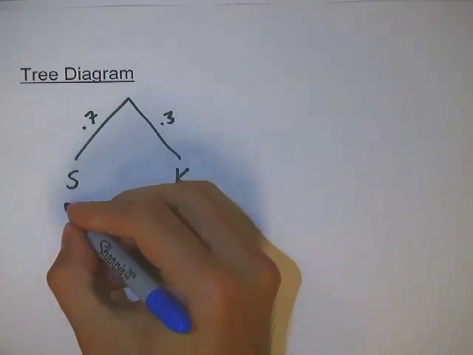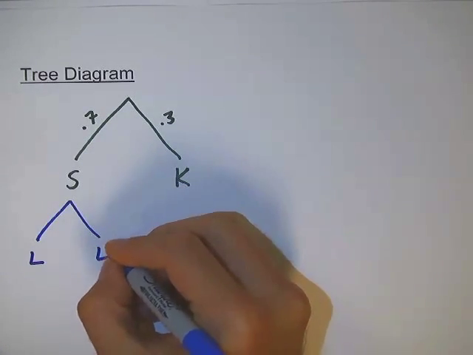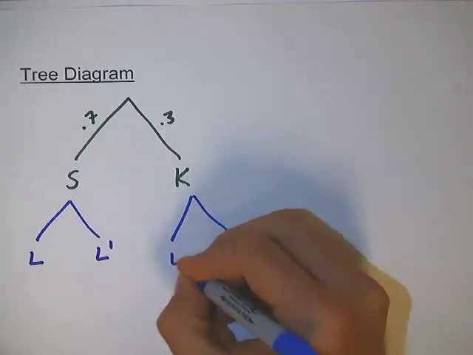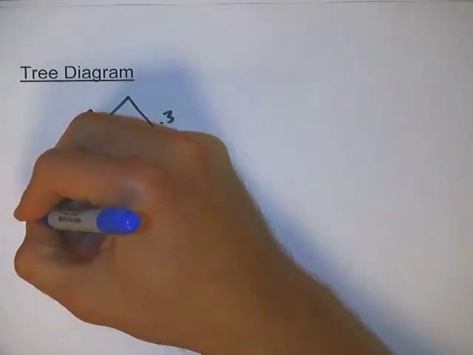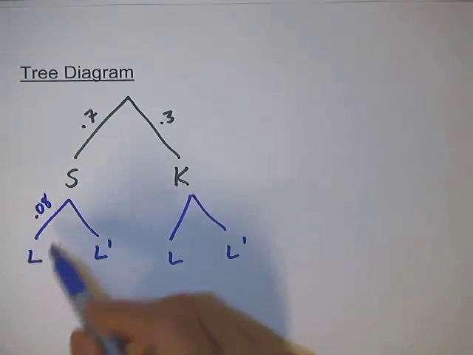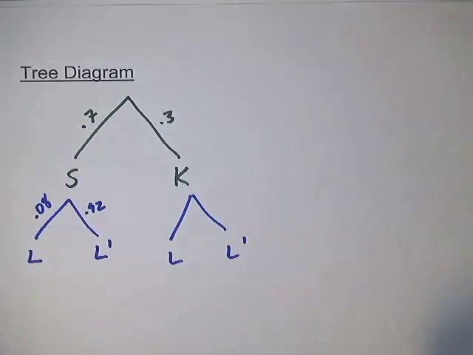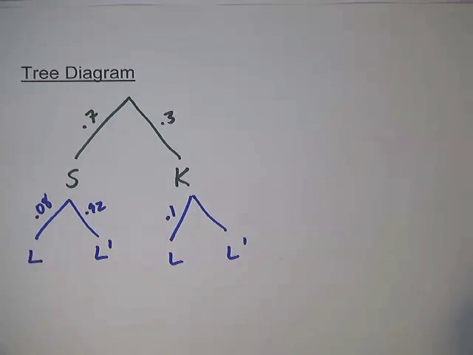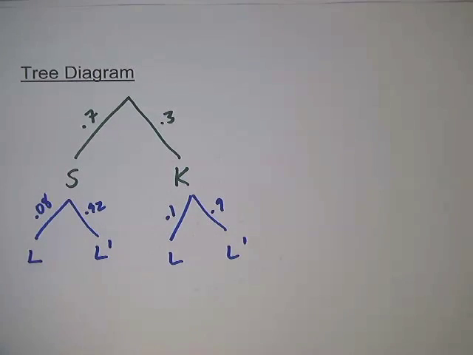Okay, now the next level of the tree diagram is either going to be late or not late. I'm going to notate that as L prime for not late, and L for late. Now we can fill in the conditional probabilities that we were given. So late given Speedy goes here. That's 0.08. It said 8% of Speedy's packages are late, so that means 92% of them are on time. We know that 10% of Quick's packages were late, so that means 90% of Quick's packages are on time, or not late.